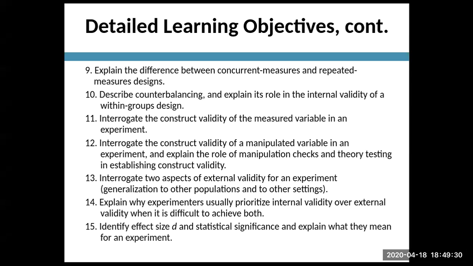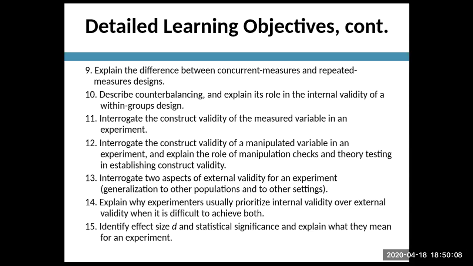Now, you remember I gave you that phrase to control for order effects. So this is a type of control variable, and we'll explain. I will go into that a little more. For the last five, I will interrogate construct validity of the measured variable, meaning the DV, dependent variable in an experiment. We will also look at the construct validity of a manipulated variable or our independent variable in an experiment. And I will explain the role of what we call manipulation checks, as well as theory testing in order to be able to establish construct validity.